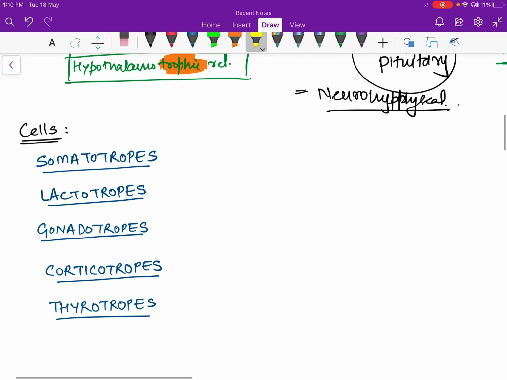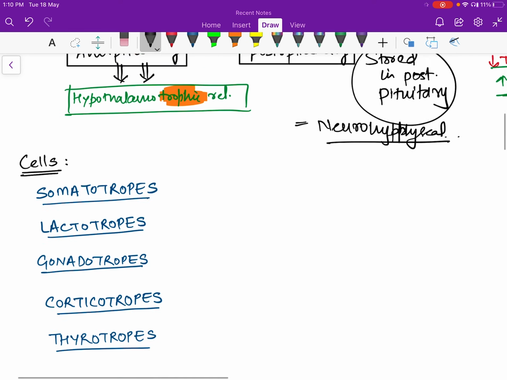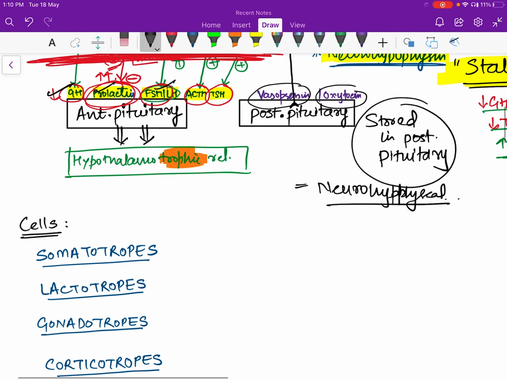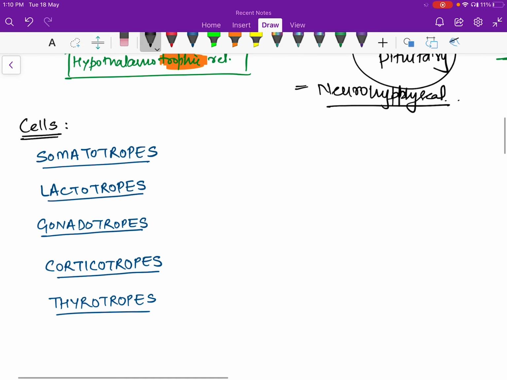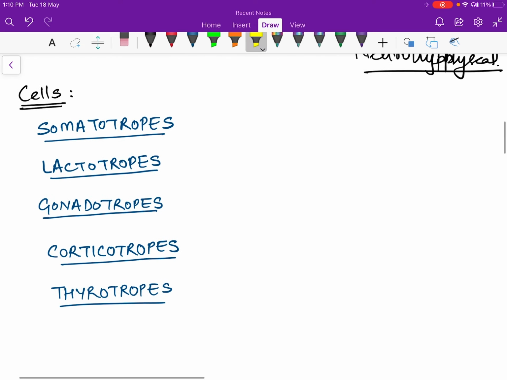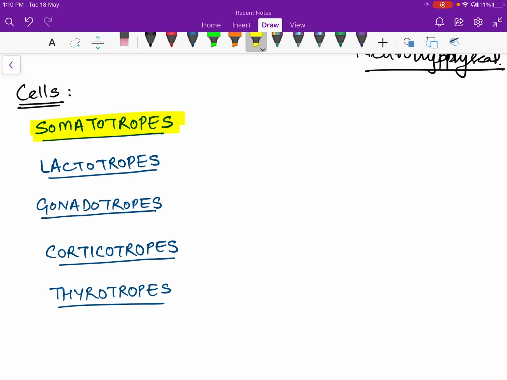Now, if we talk about the anterior pituitary gland, it produces different types of hormones. At a microscopic level, if we see this anterior pituitary gland, there are different cells which produce different types of hormones. It means the anterior pituitary produces growth hormone, and it also produces ACTH. But at a microscopic level, these are two different cells in the anterior pituitary. One cell produces growth hormone and the other cell produces ACTH. So let us try to discuss these cells. First, there is the somatotroph. Somatotroph produces growth hormone. And then we have another cell, the lactotroph. Lactotroph produces prolactin.